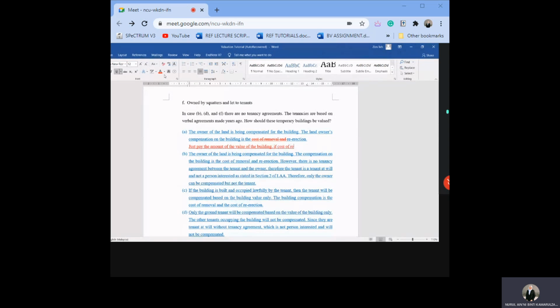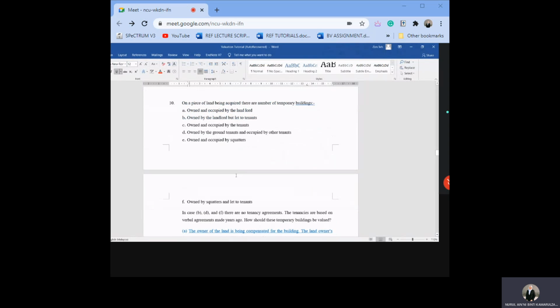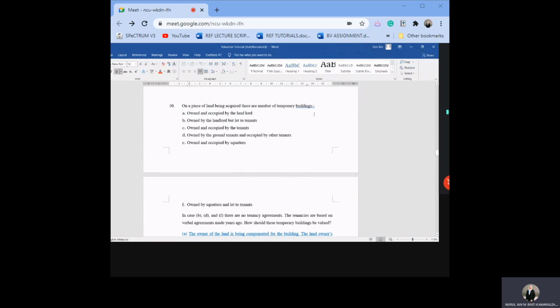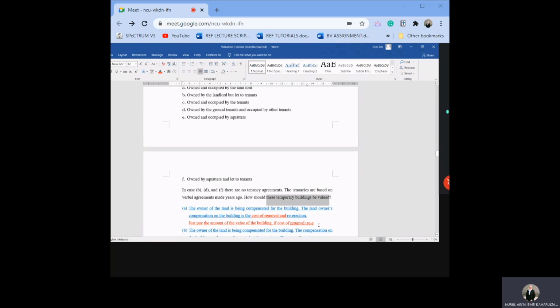The owner said, okay, can you see the question again, number 8? On a piece of land being acquired, there are many temporary buildings owned and occupied by the landlord, meaning that you have to compensate land and building because they are owned and occupied by the landlord. The question asks how this building should be valued. How should this temporary building be valued? Only the building, we have to pay for the building.